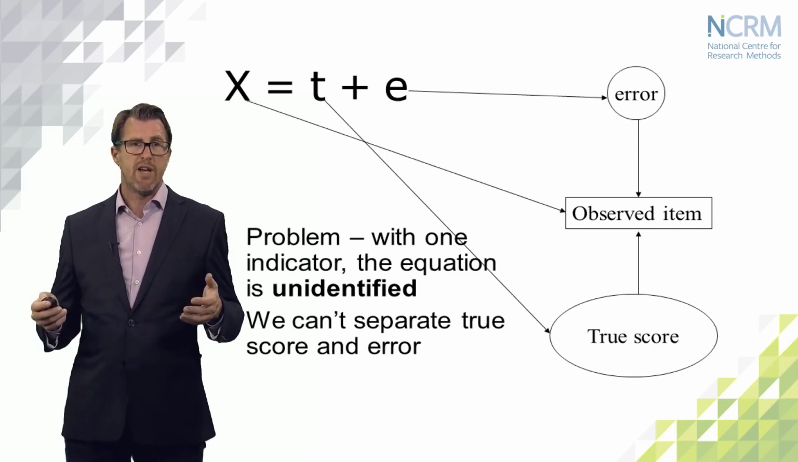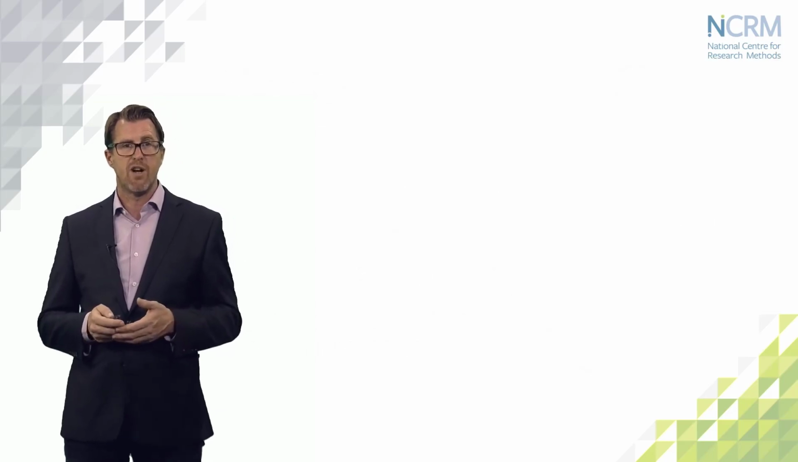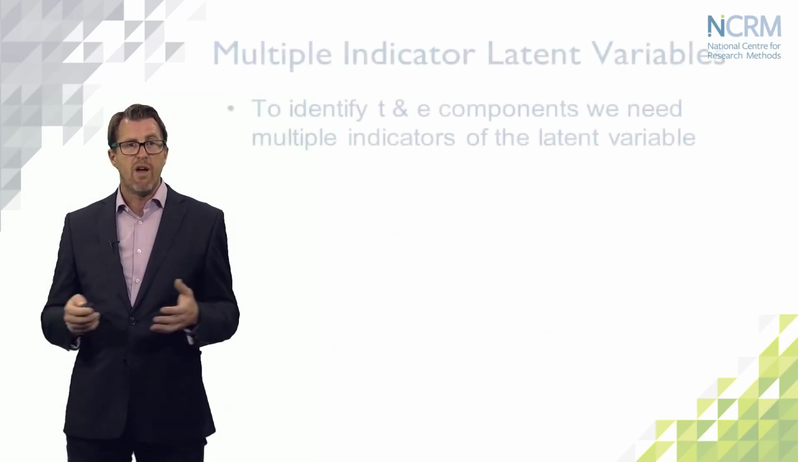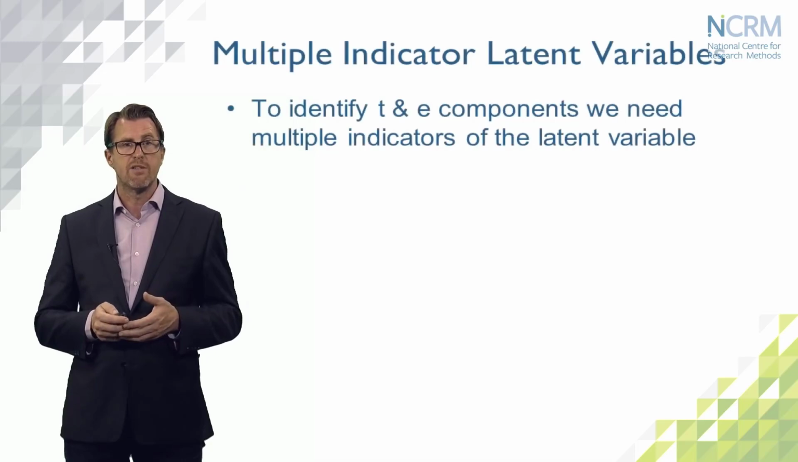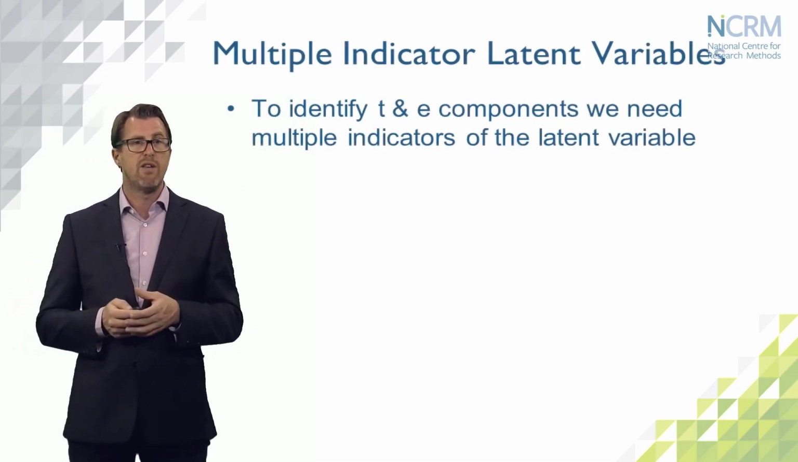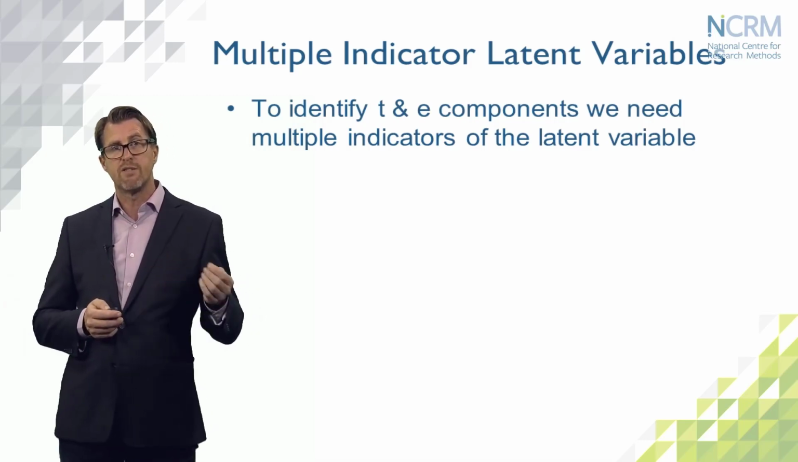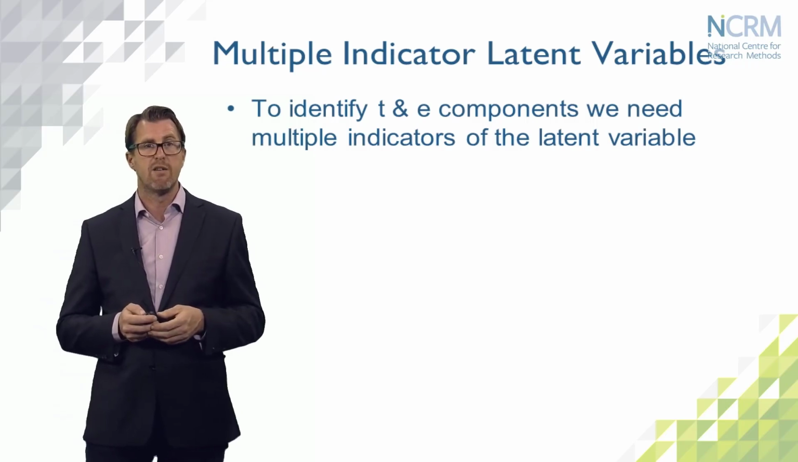What this then tells us is that we need to have multiple indicators of our latent constructs. When we have multiple indicators, then we can start to over-identify the true score equation and estimate the quantities of t and e for each indicator.